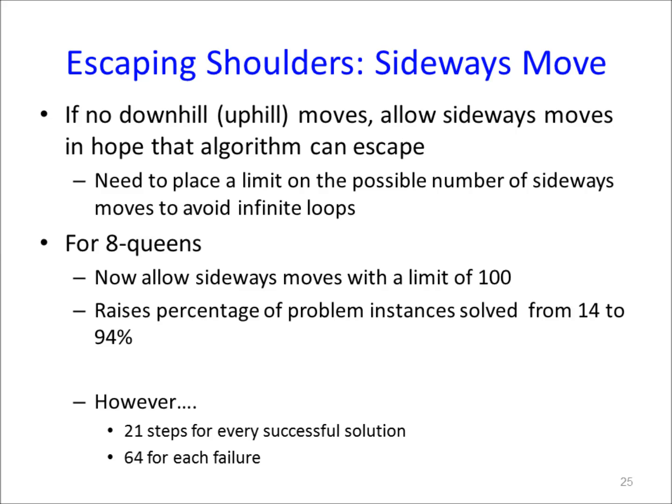However, a successful solution now takes 21 steps and an unsuccessful solution takes 64 steps because we are allowing these sideways moves. You had a question? You may be doing backtracking because you have amnesia, right? So your predecessor may be your next successor. Do you see this problem? You might just be repeating yourself. You went here, sideways, sideways, sideways, and then you came back here.